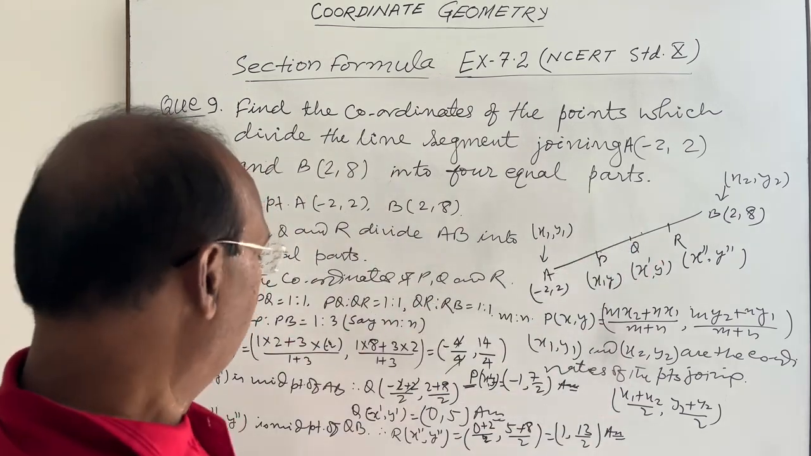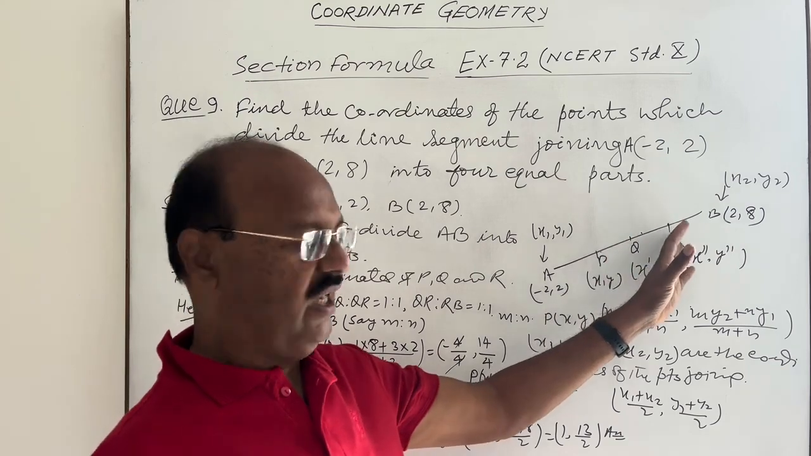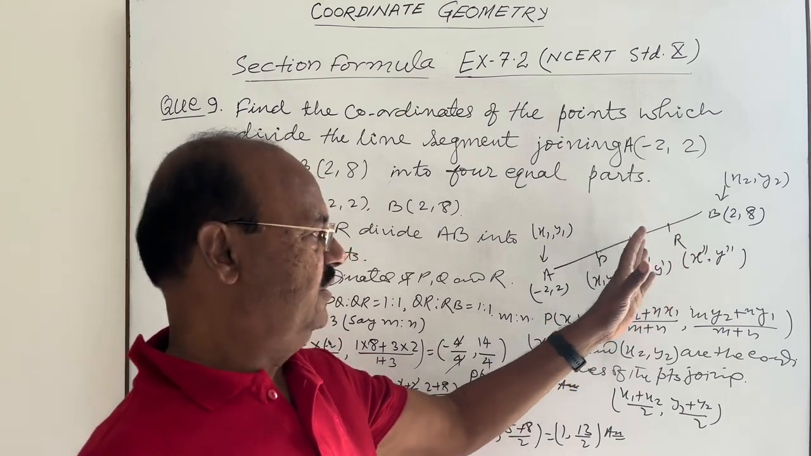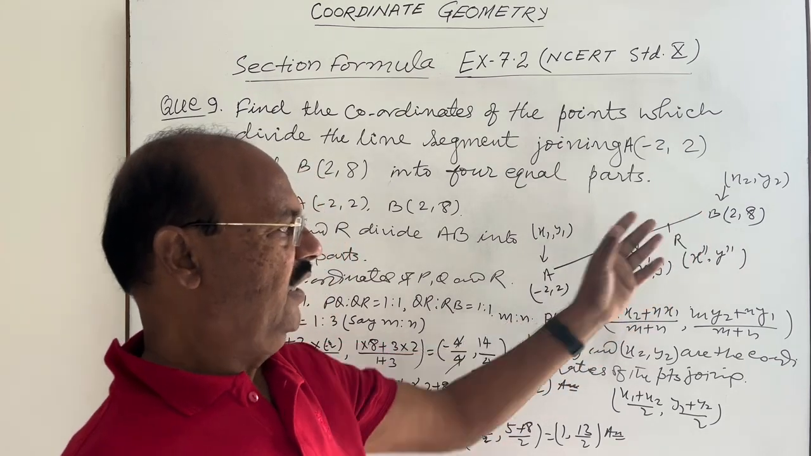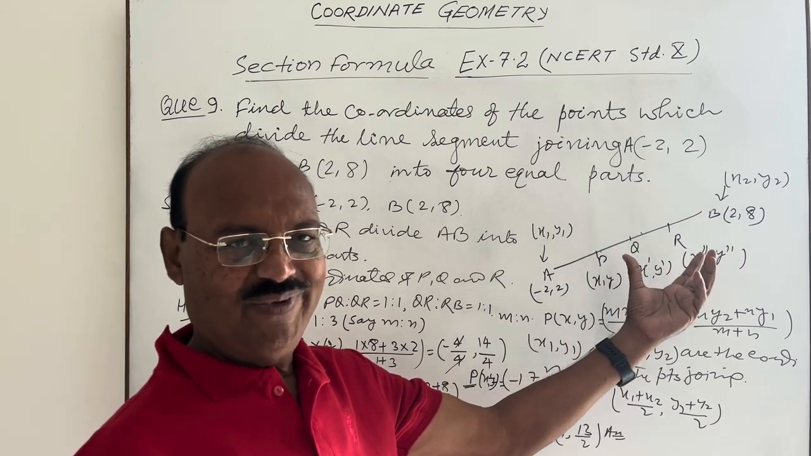So in this way, we can find the coordinates of the points P, Q, R, those points which divide the line segment AB into 4 equal parts. Understood? Very interesting, very simple.